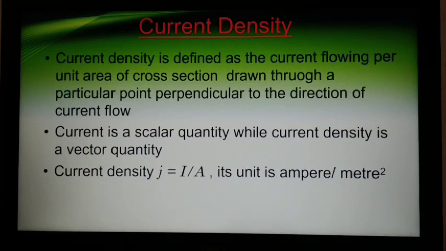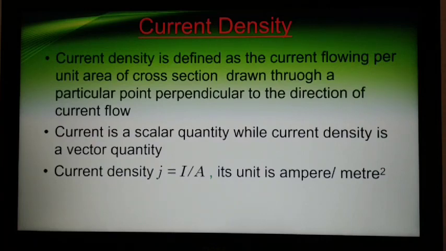So current density is given by J equal to I by A, where I is the current flowing through an area A, and its unit is ampere per meter square. I is current, but current is a scalar quantity, whereas current density is a vector quantity.